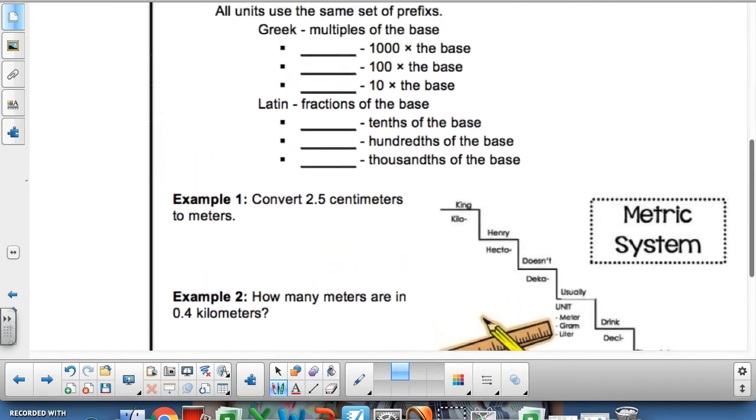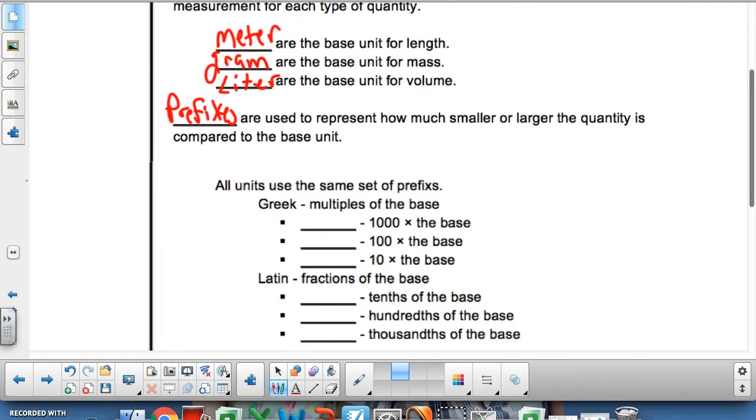Some of these common prefixes are, we've got kilo, K-I-L-O, which is 1,000 times as big as the base. So if you're talking about lengths, it'll be kilometers. If you're talking about mass, it'll be kilograms. If you're talking about volume, it'll be kiloliters. Use the same prefix no matter what kind of measurement you're talking about.